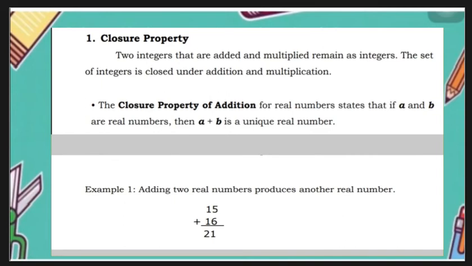Example, adding two real numbers produces another real number, just like this one. This 15 is a real number. Add 6, 21 is also a real number. So when you add these two real numbers, the result is 21, and 21 is also a real number. So just add the two real numbers and you have also a real number as the result.